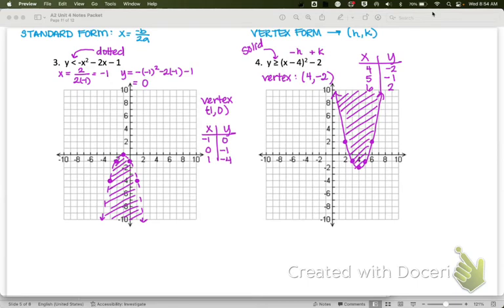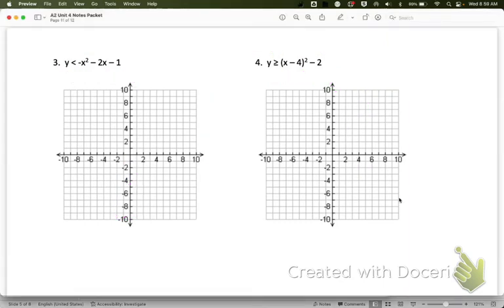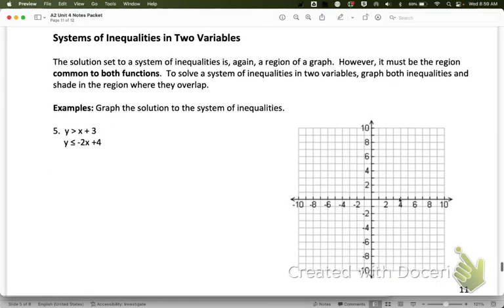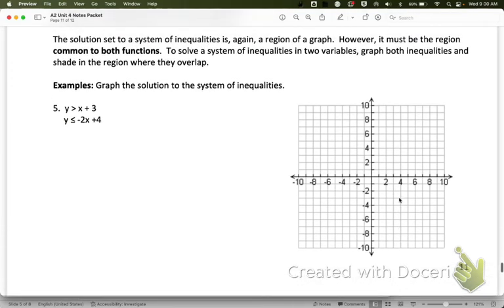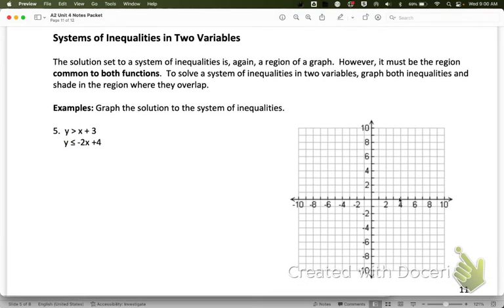Okay? Now, the only extra thing here is a system of inequalities in 2 variables. And all we do differently with a system is we're going to graph them both on the same set of axes, and we're going to find where they overlap, okay? So let's do number 5, and then I will let you look up the last examples on your own with the quadratics. So for a system of inequalities, we're going to have to graph both of these.